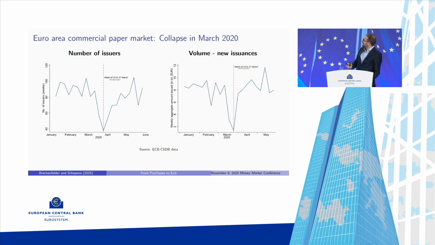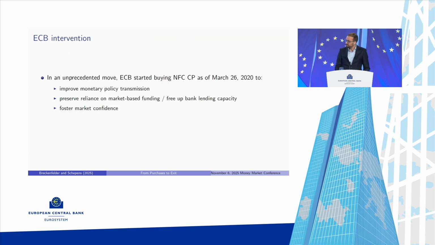Now, this dashed line in the middle is just before the ECB started buying commercial paper. And what you see is a revival of the funding to firms just after. So, in an unprecedented move, the ECB started buying the NFC commercial paper as of March 26 and stated the objective to improve monetary policy transmission, preserve reliance on market-based funding, free up bank lending capacity, and foster market confidence.